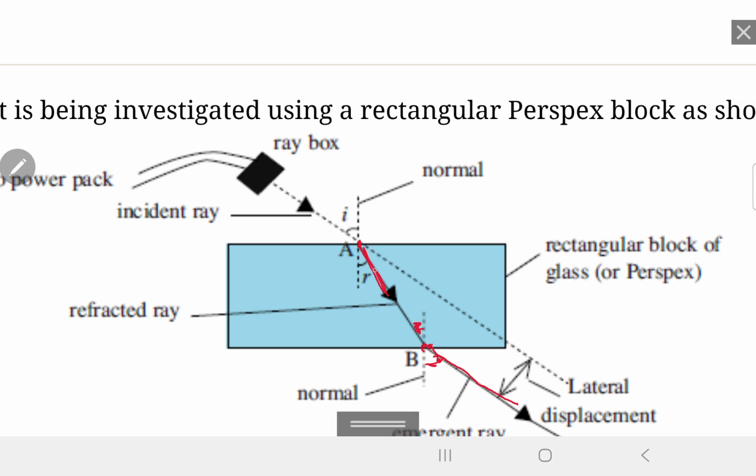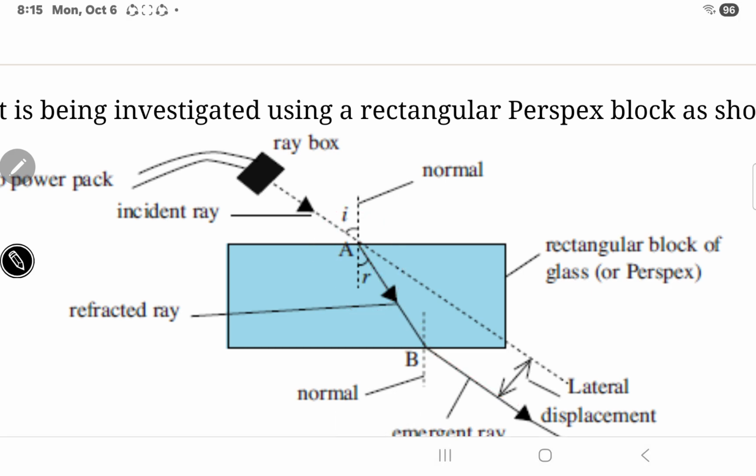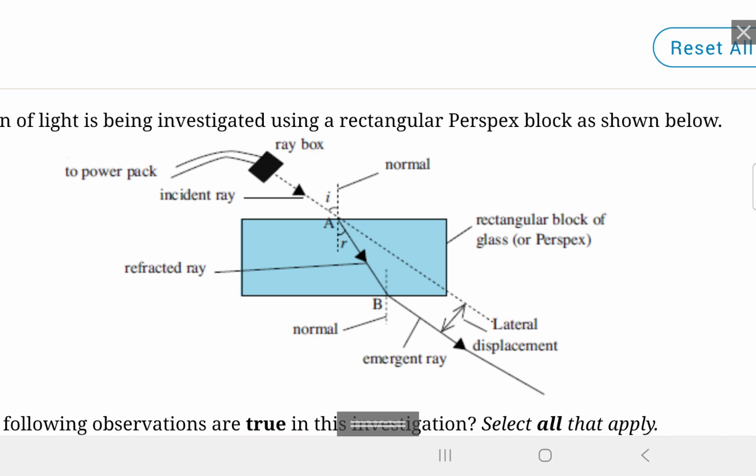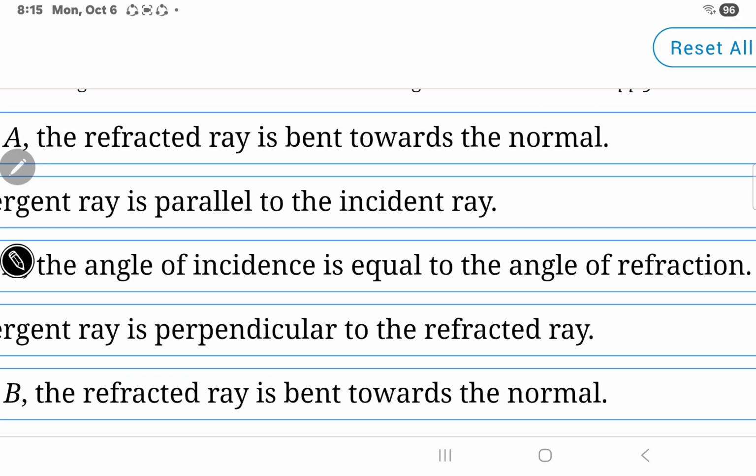So any option which tells us that the refracted ray is towards the normal, we have to choose it here. Another important thing you can notice in this diagram is that the emergent ray is parallel to the incident ray. So incident and emergent are parallel. Now let's see the options.